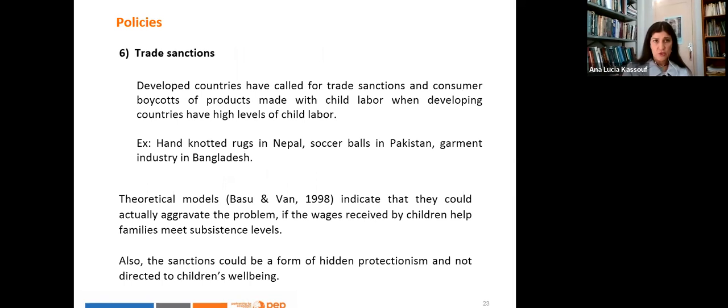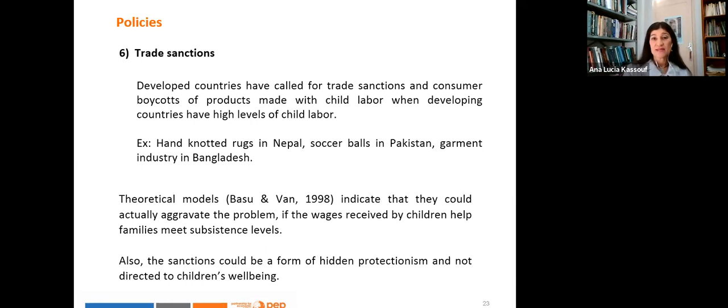Also, trade sanctions. Developed countries have called for trade sanctions and consumer boycotts of products made with child labor when developing countries have high levels of child labor. So they have labels saying, this is free of child labor, you can consume it, otherwise do not consume that product. Some examples that were in the media a lot were hand-knotted rugs in Nepal, soccer balls in Pakistan, and the garment industry in Bangladesh.